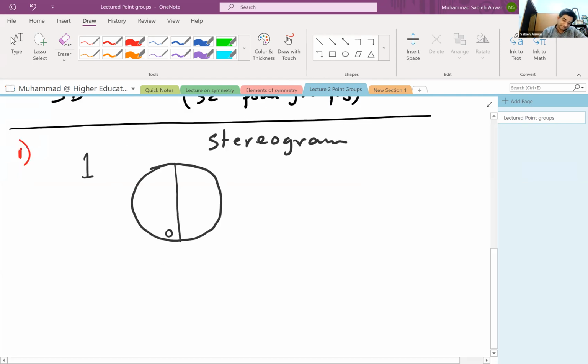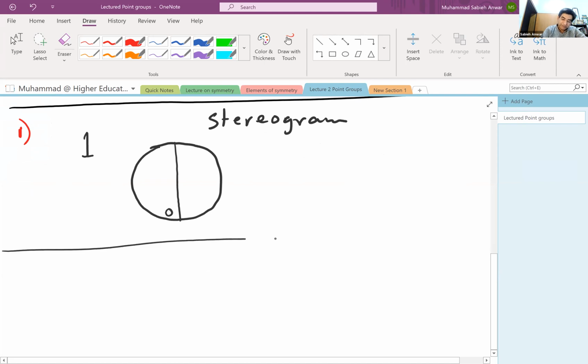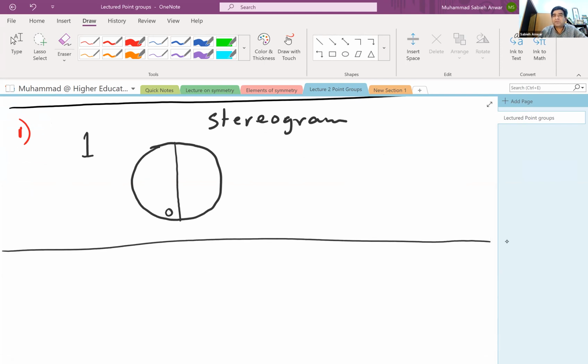Okay, I'm using international notation throughout, not the Schoenflies notation, but I will at the same time also give the old notation, the Hermann-Mauguin notation. So 1 in the old notation is represented by C1.